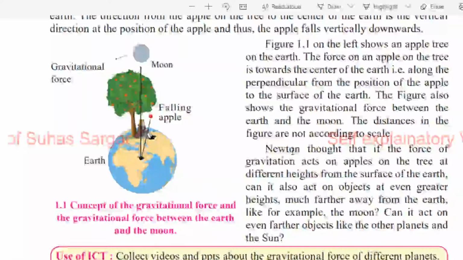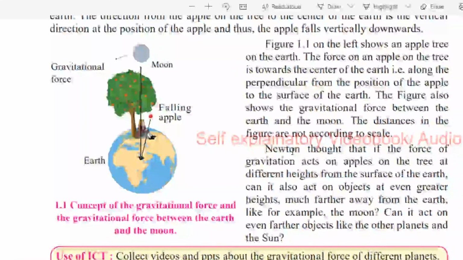Newton thought that if the force of gravitation acts on apples on a tree at different heights from the surface of the earth, can it also act on objects at even greater heights, much farther away from the earth, like for example the moon? Can it act on even farther objects like the other planets and sun?